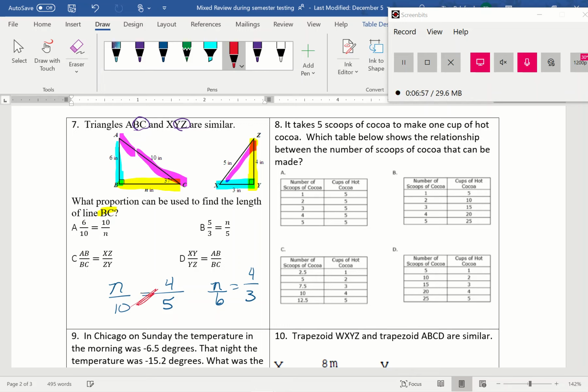10 and 4 multiply when N and 5 multiply. So if you look for A, 10 and 10 can't multiply. For B, N and 3, then the other ones have to be 6 and 4, and that's not happening either. Now, C and D are harder to check because they're letters. But think about it. N is BC. 4 is ZY.